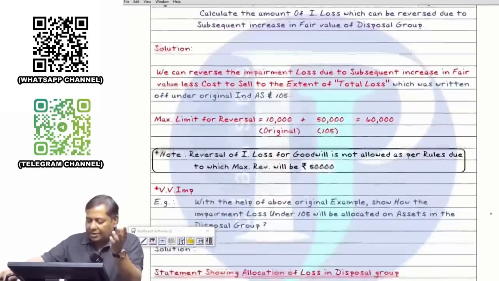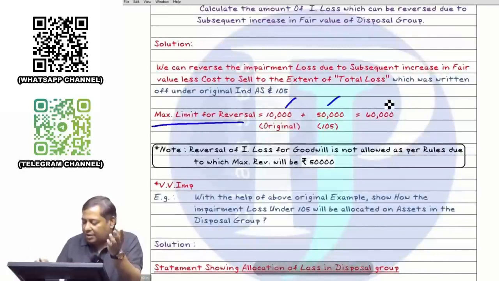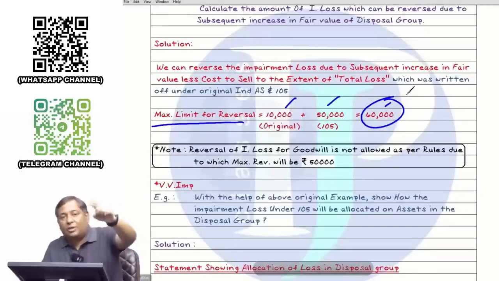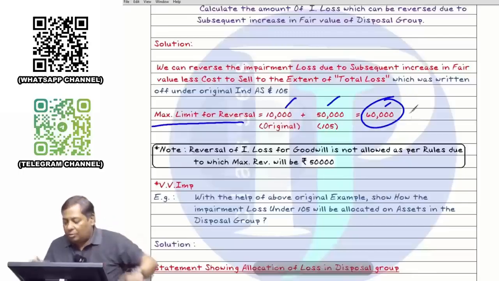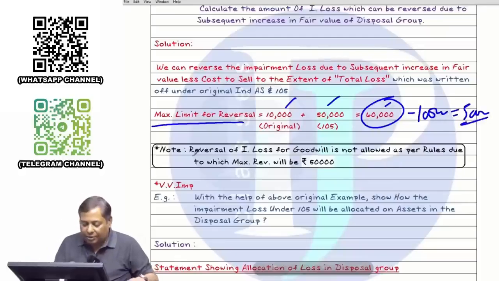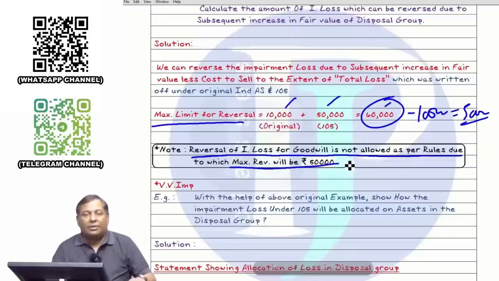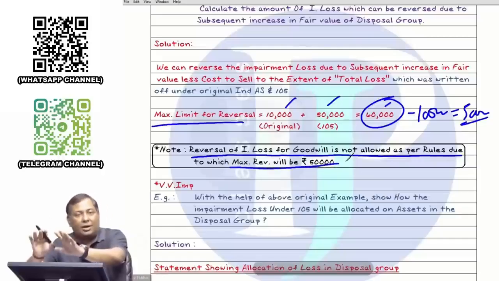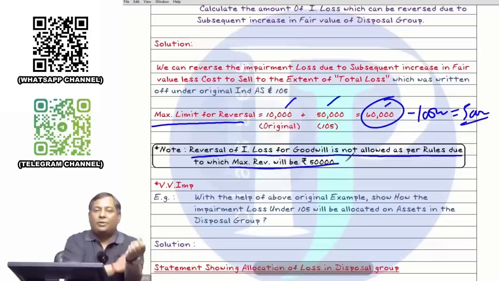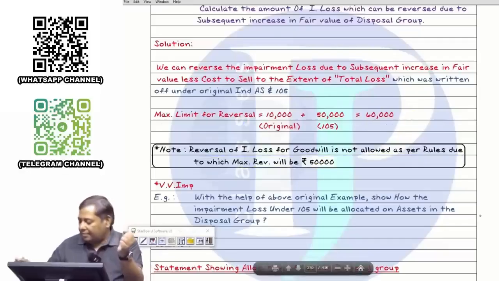Take this example again. What is the maximum reverse possible? 10 old, 50 new, total 60 reverse. But the goodwill of 10,000 cannot be written back. So you will notice, if I remove that goodwill, then the maximum write back could be of 50,000. Reversal of loss for goodwill cannot be made. Maximum reversal will be 50,000. Usually 60 is allowed, but 10 went to goodwill, so only 50 are left. Got it? I am on next question.